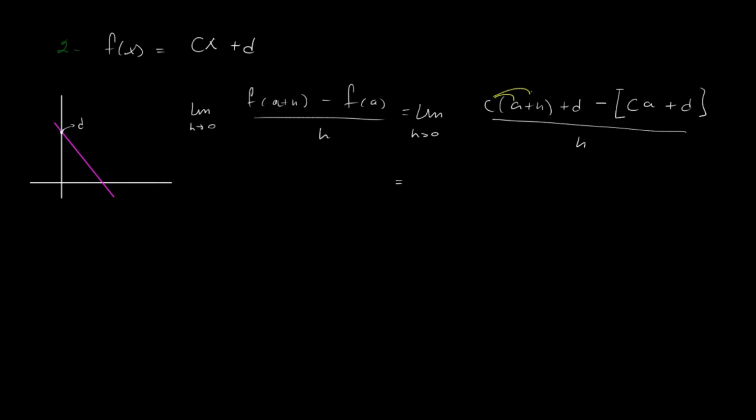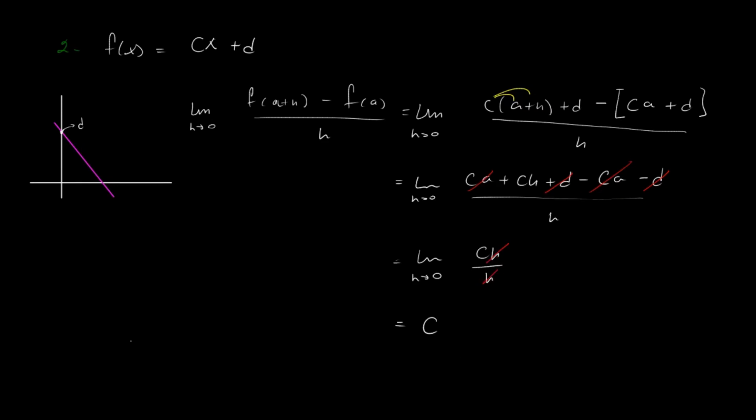So now we can do distributive here. This would give us the limit of ca plus ch plus d minus ca minus d divided by h. So we can cancel out ca with minus ca and plus d with minus d. So we have the limit when h tends to 0 of ch divided by h. Now as h is approaching 0 but it's never 0, we can just cancel those out, and then this limit gives us c. So then, again, as I didn't take any particular a, the derivative of f in a is equal to c for every real number a.